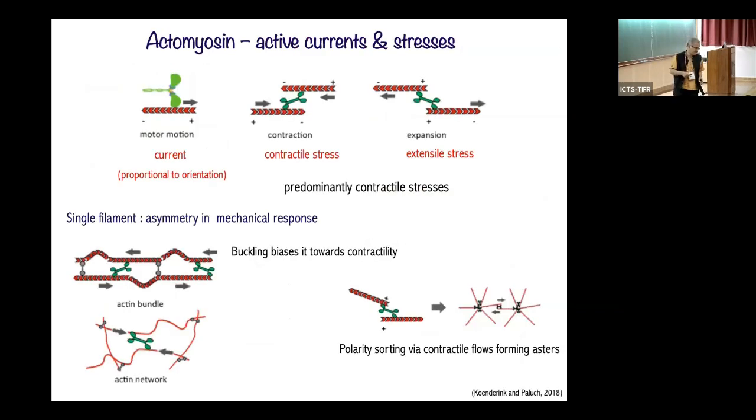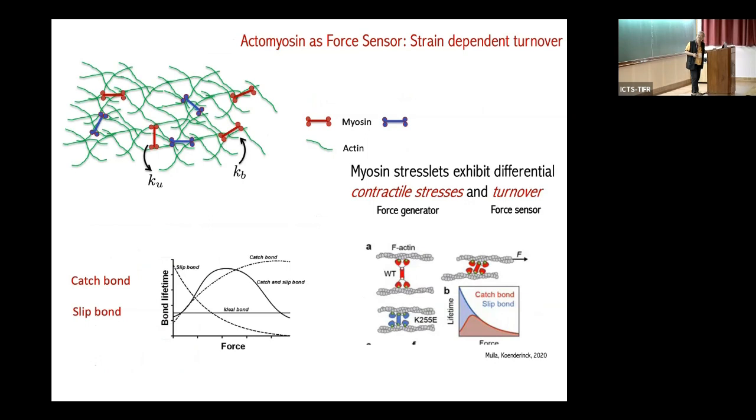Actomyosin is a force generator, a contractile force generator, as shown here, and actomyosin is a force sensor. The physics behind force generation and force sensing is very different, and this is the reason why a lot of these peculiar features having to do with broken time reversal symmetry occur. It's because the force that it generates in the medium doesn't come from the same physics as the response.